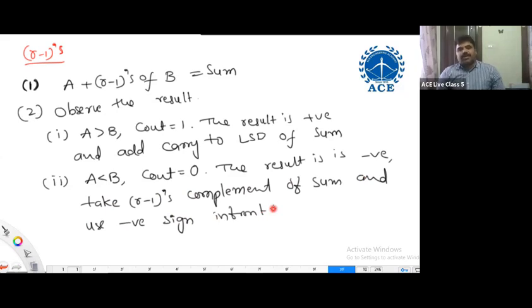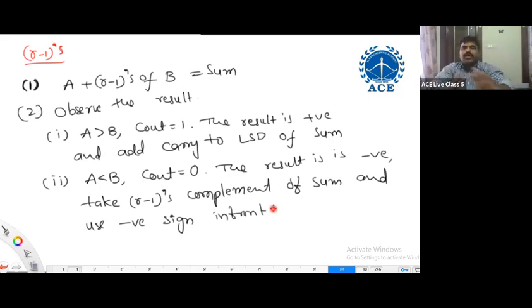Same. When carry is not produced, final carry is not 1, final carry is 0, then what we need to do? Take complements. If it is R's complement method, take R's complement. If it is R minus 1's complement, take R minus 1's complement. But when carry is there, in both the cases, result is positive. But in R's complement method, we are discarding that carry. But in R minus 1's complement method, adding that carry to LSD of sum to get result.